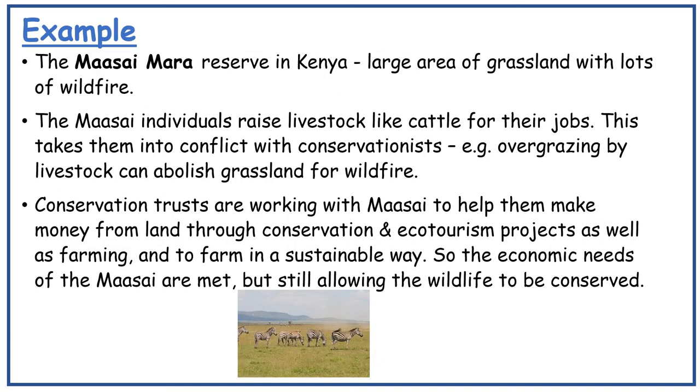As an example, in the Masai Mara Reserve in Kenya, there are large areas of grassland with lots of wildlife. The individuals there raise livestock like cattle for their jobs, and that takes them into conflict with conservationists because overgrazing by livestock can abolish grassland for wildlife.